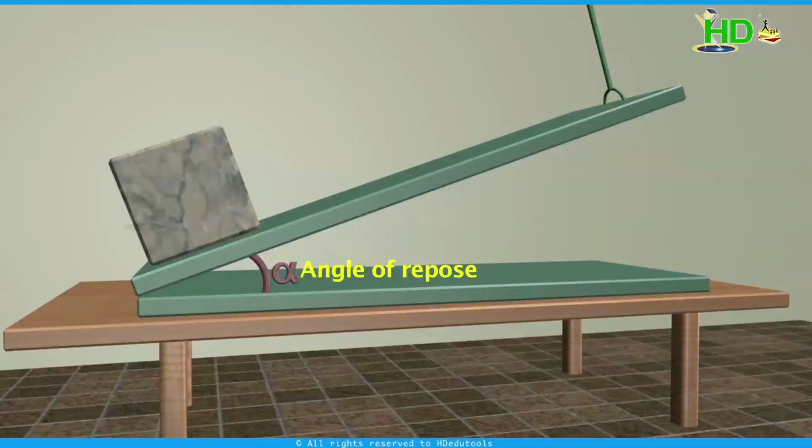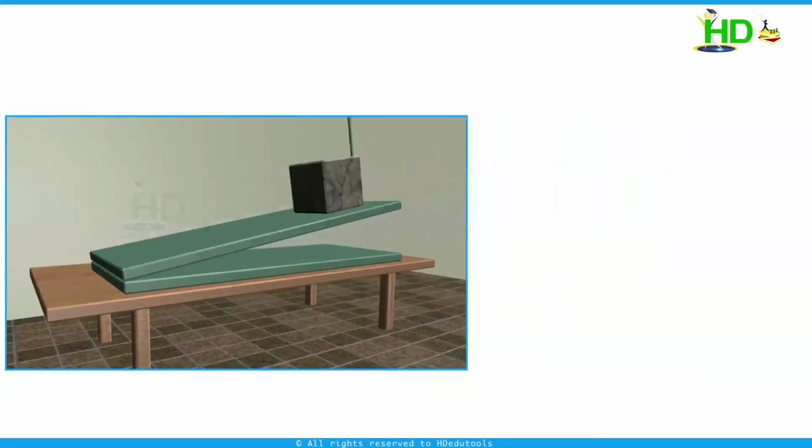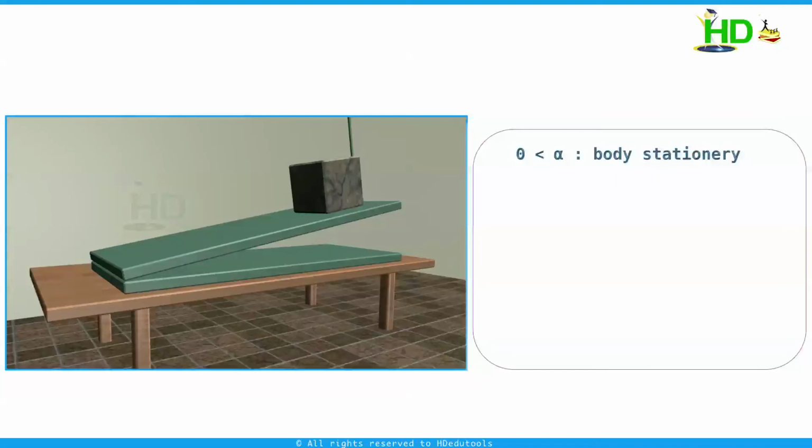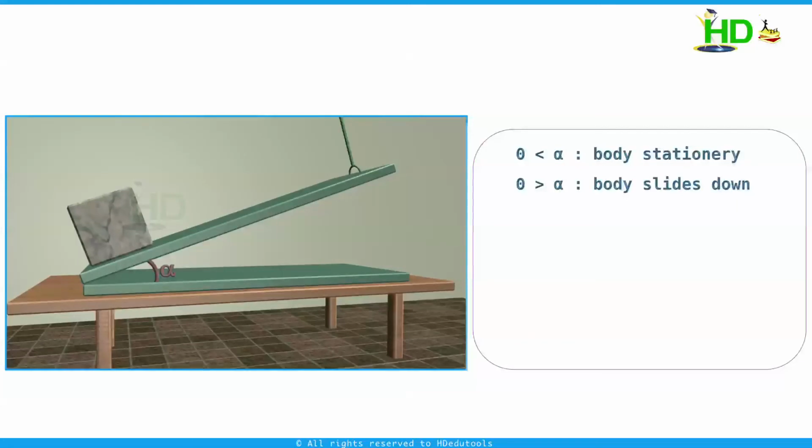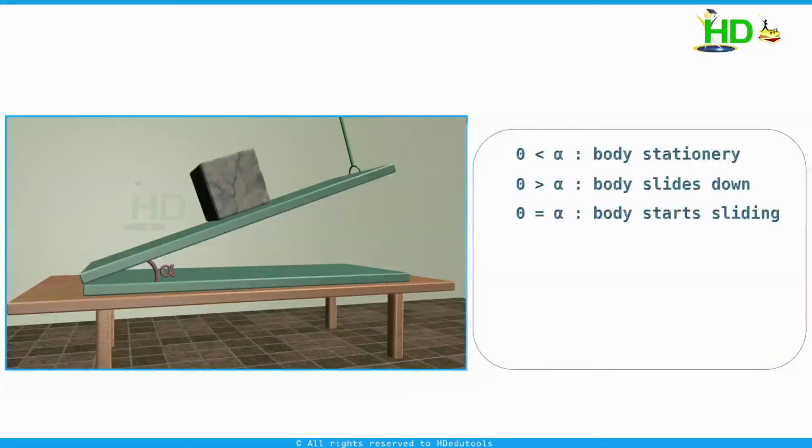Suppose we consider the angle of repose to be alpha. If theta equals alpha, that is, the angle of the inclined plane is equal to the angle of repose, then the body starts sliding. If theta is less than alpha, the body is stationary. If theta is greater than alpha, the body slides down easily. Now I am considering the case theta equal to alpha. When theta equals alpha, the body is ready to slide down. In this case, the pulling force acting on the body is exactly equal to the frictional force. Here we are taking the angle of inclination as alpha.